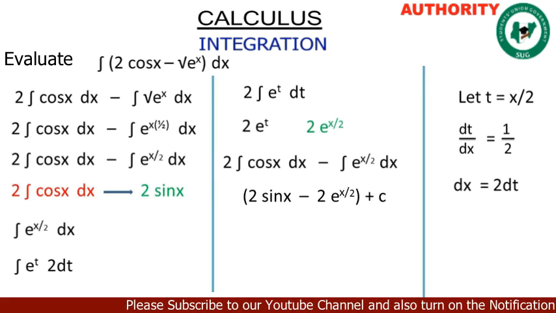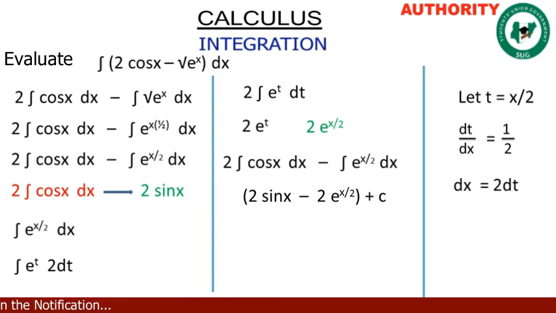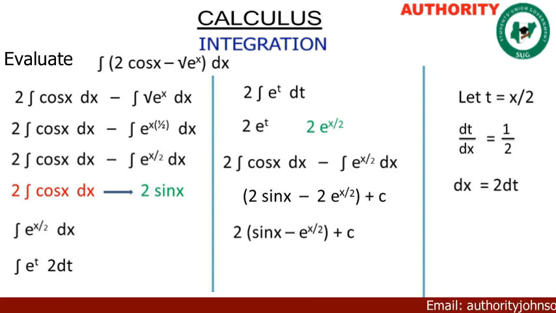So the integral of 2 cos x is giving us 2 sine x. Then we have minus the integral of e raised to power x all over 2, which is giving us 2 e raised to power x all over 2. Now let's put this in bracket plus c. So finally, let's factor out 2 because 2 is common in both of them. When we factor out 2, we have 2 open bracket sine x minus e raised to power x all over 2 close the bracket plus c.